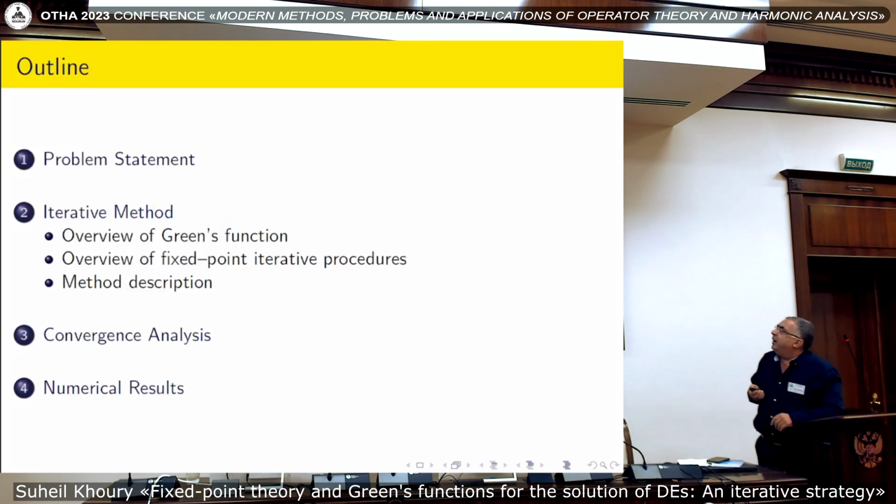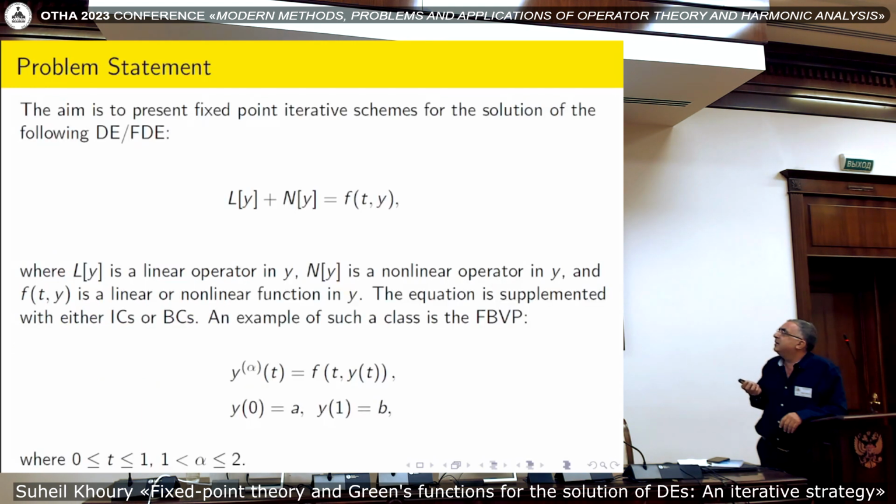So I will state the problem. I will introduce the method that I worked on with my students. We created this method. Then a very quick overview of Green's function. I hope you all know this one, but it won't be boring for you. Then an overview of fixed point iterative procedures and the method description. I'll show you some convergence analysis and some numerical results.